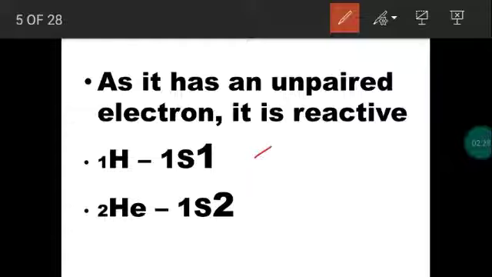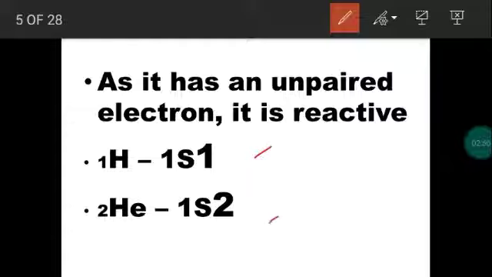So except noble gases, the remaining elements in the modern periodic table are highly unstable. To attain stability, they are involved in chemical reactions to reach the electronic configuration of their nearest noble gases. So the concept is applied for hydrogen also. The nearest noble gas for hydrogen is helium. Hydrogen has atomic number 1, helium has atomic number 2. So hydrogen has to achieve the electronic configuration of helium, 1s2.